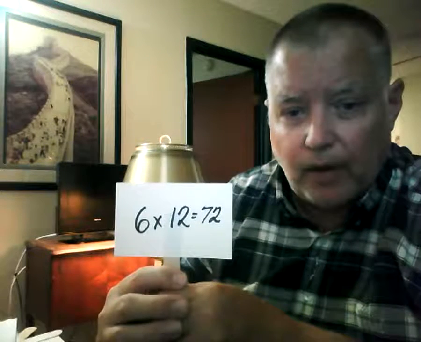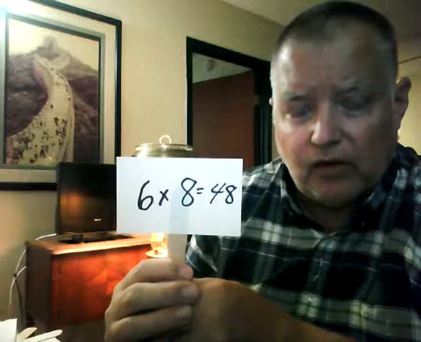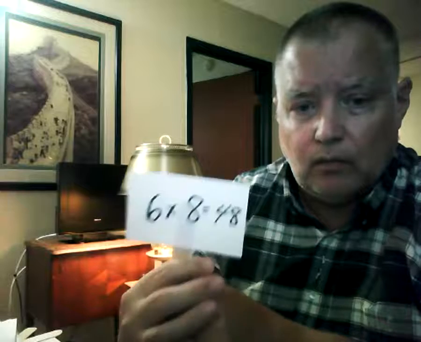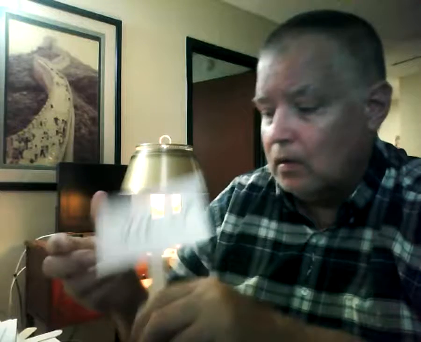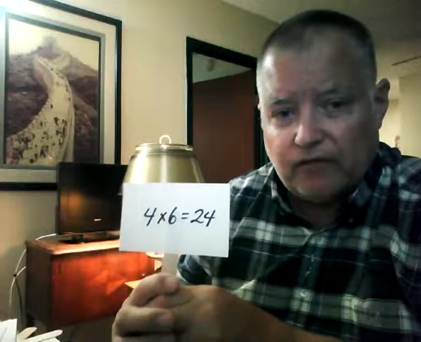Six times twelve is 72. That's a hard one. Six times twelve is 72. Six times eight is 48. Four times six is 24.